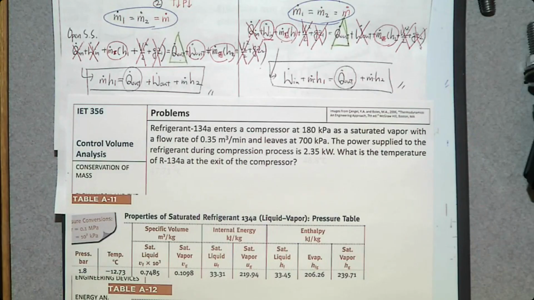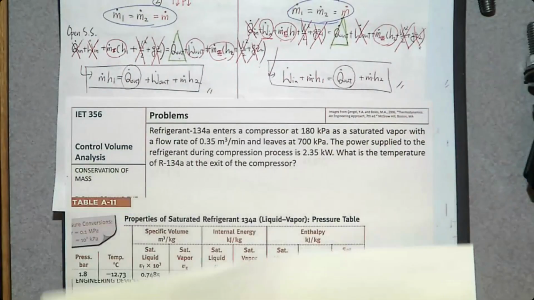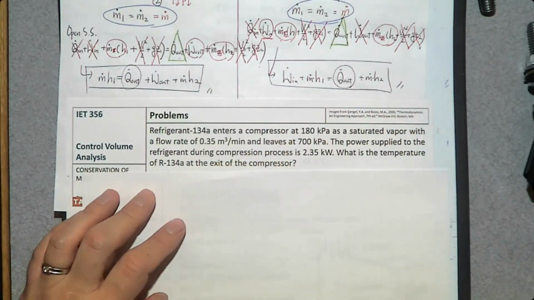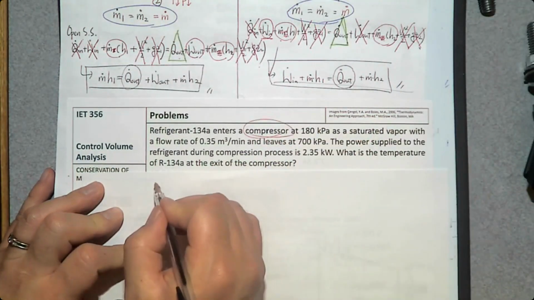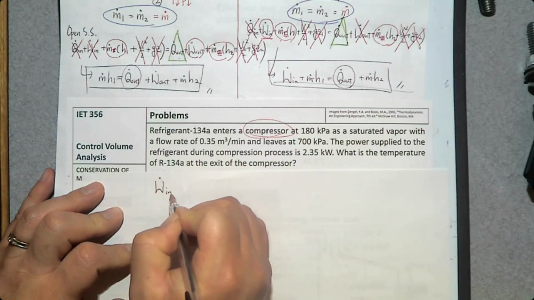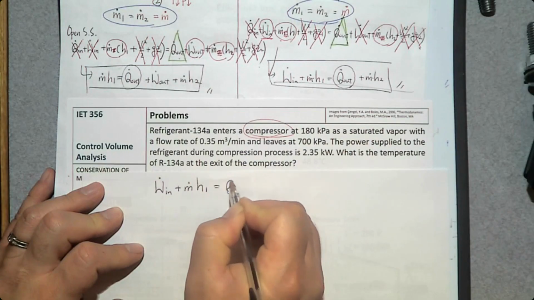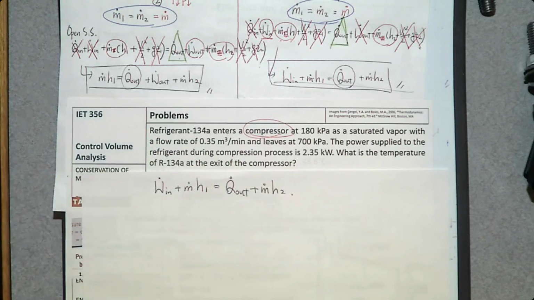We have refrigerant 134a entering a compressor. Oh, now we have a compressor. What is the energy balance equation? We can use this one. Okay, the energy balance equation is W dot in plus m dot h1 is equal to Q dot out plus m dot h2. So we already know the governing equation.